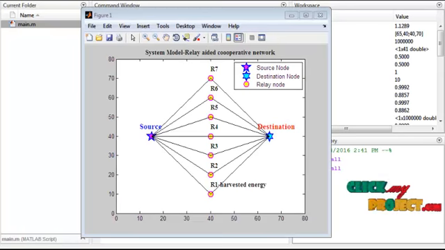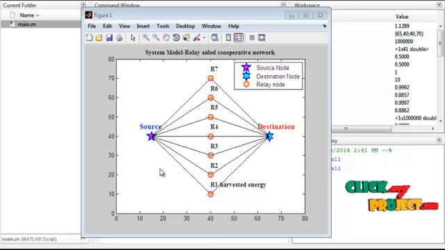First of all, this is the first figure: the system model of the relay-aided cooperative network. There is one source node, one destination, and K number of relay nodes. I will take only 7 relay nodes in this case. All the relay nodes are related to energy harvesting.